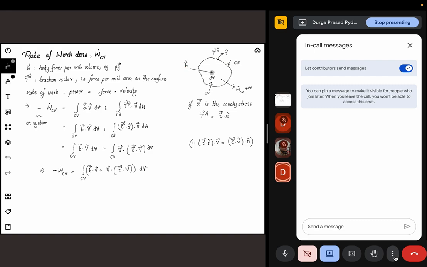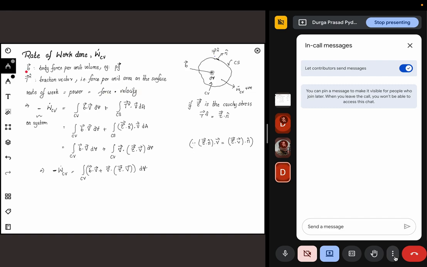From our original convention, work done is positive if it is done by the system. So this traction force is doing work on the particular system, or the particular control volume. So this work is negative. So we're denoting minus W dot CV as the net rate of work, which is basically force times velocity.